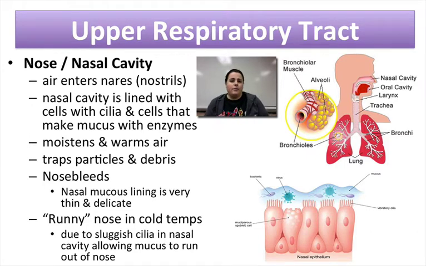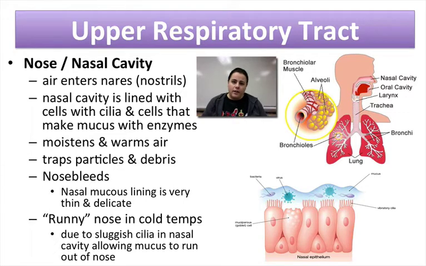A lot of times, some people are susceptible to nosebleeds, and the mucous membrane of your nasal cavity is very thin and delicate, so the blood vessels and capillaries that go to that area can easily be damaged, which could cause a nosebleed to occur.